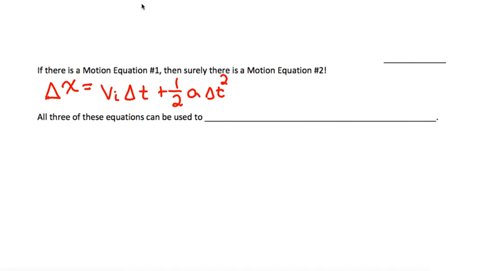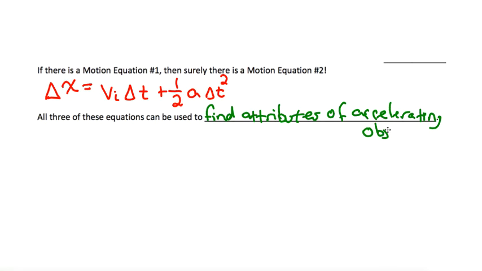All right, so we will use all 3 of these equations to find attributes of accelerating objects. Sorry if you run out of room. So depending on what equations we use, we can find out different things.